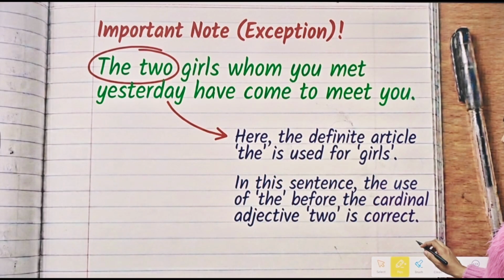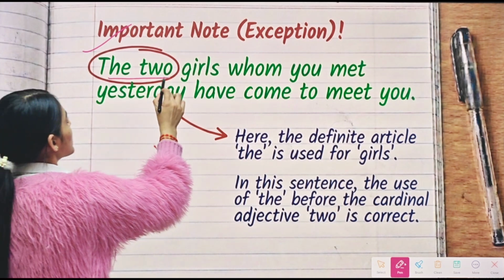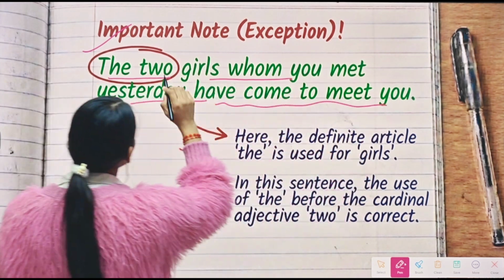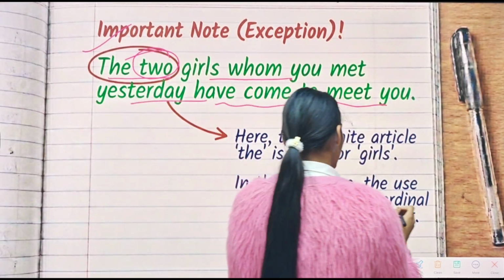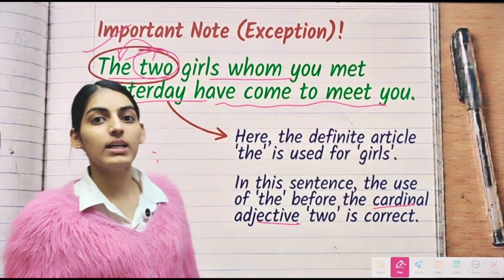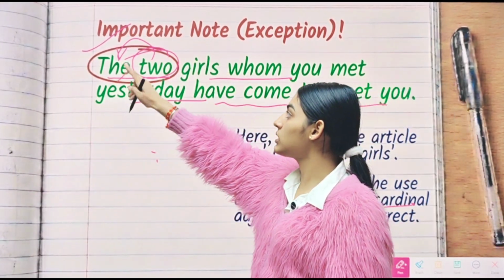Now moving on, we have one exception we have not done in your notebooks. The 2 girls whom you met yesterday have come to meet you. So the word two, you can see here, is a cardinal adjective, and before that we have used the. But here we are specifying those 2 girls, those 2 specific girls. So we have used the.